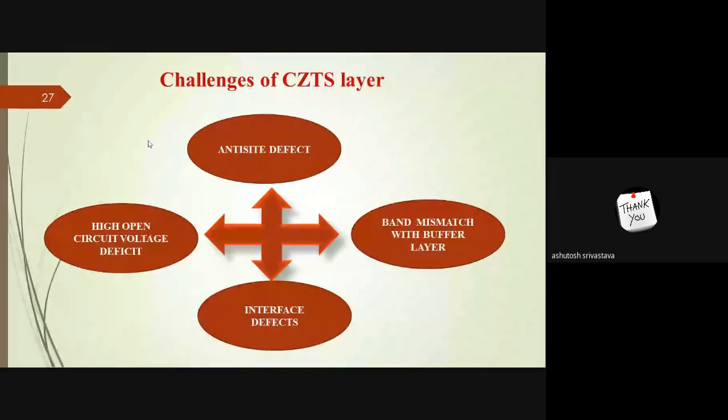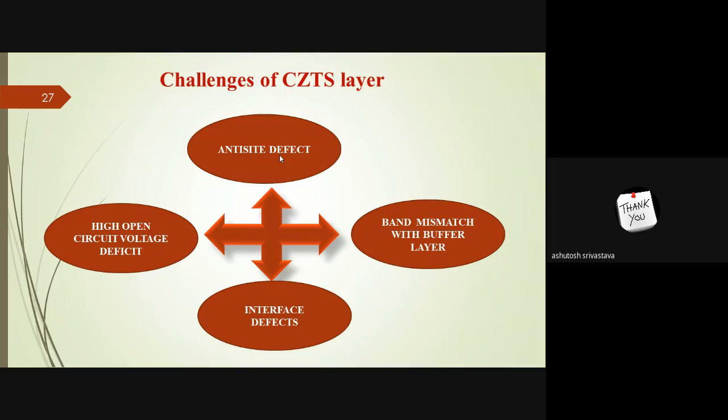So there are four very basic challenges: anti-site defects, interface defects, band mismatch, and the high open circuit voltage deficit. Anti-site defect is a defect in a solar cell device. If I don't have any reflection, if I don't have any recombination in the absorption layer, then my conversion of solar energy to electrical energy will always be very high.